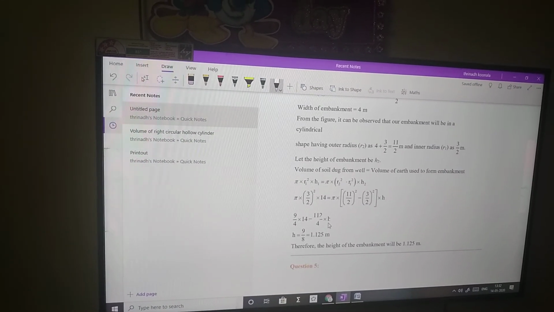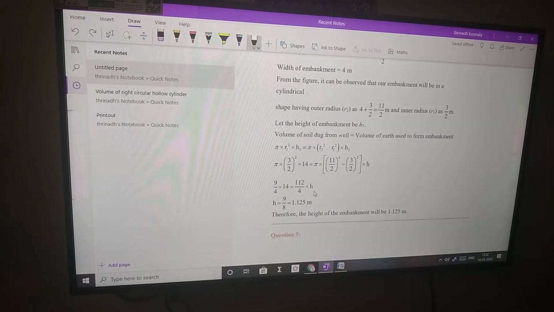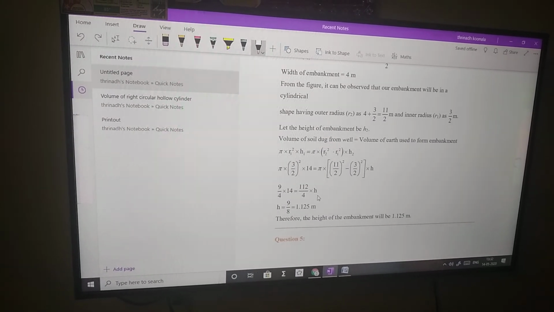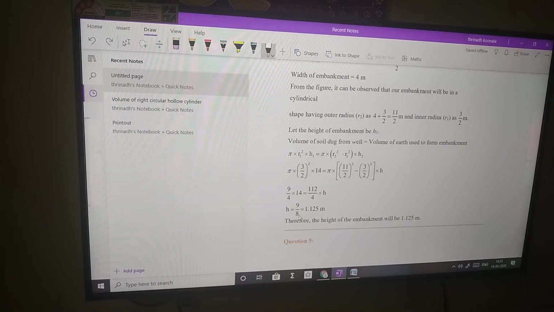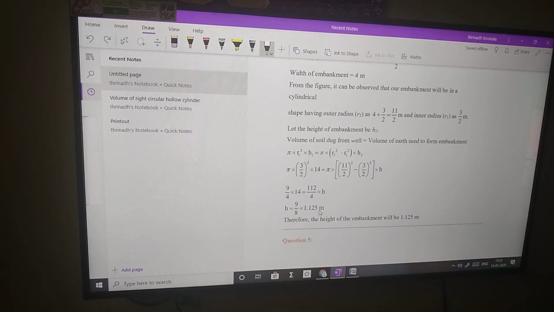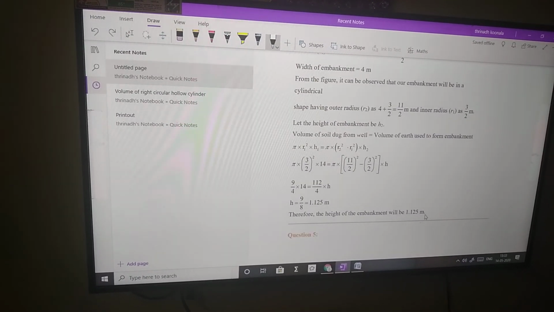So h equals 14 eights are 112. 4 gets cancelled in denominators. h equals 9 by 8. So 1.125 meters. So height of the embankment is 1.125 meters.